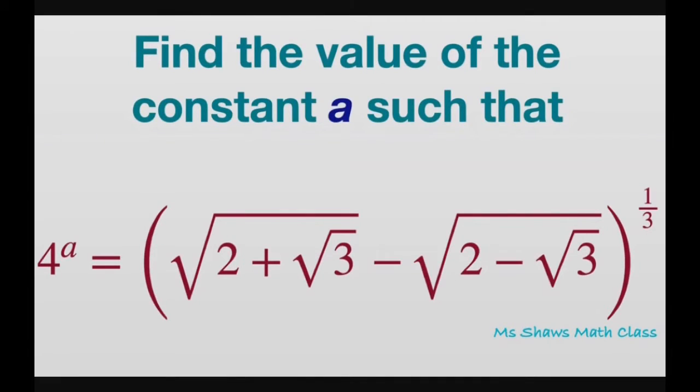Everyone, we're going to find the value of the constant a such that 4 to the power of a equals this expression given. This would be considered a hard problem because we have these double radicals here. So what we're going to use is these two formulas here to help us simplify this.